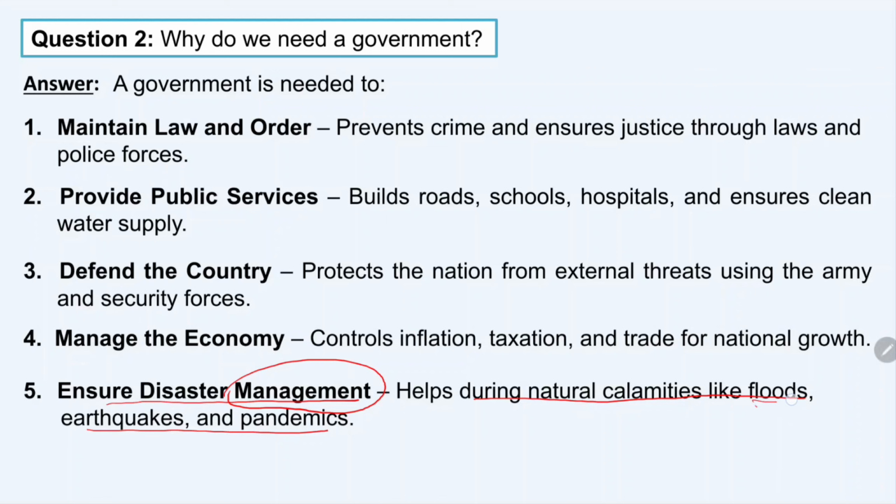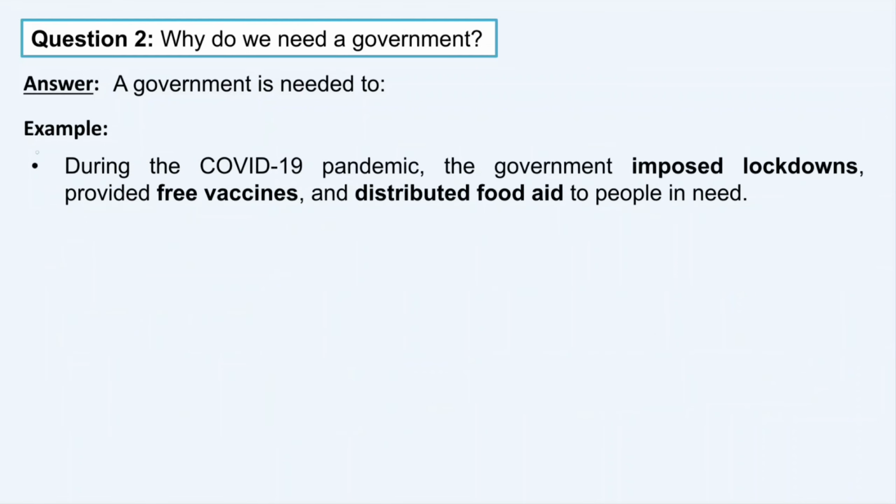So natural calamities like floods, earthquakes and especially pandemics. I hope you remember COVID-19, how the government distributed free vaccines and food to the needy, isn't it? So here an example has also been given. See, during the COVID-19 pandemic, the government imposed lockdown and provided free vaccines and distributed food aid to people in need.